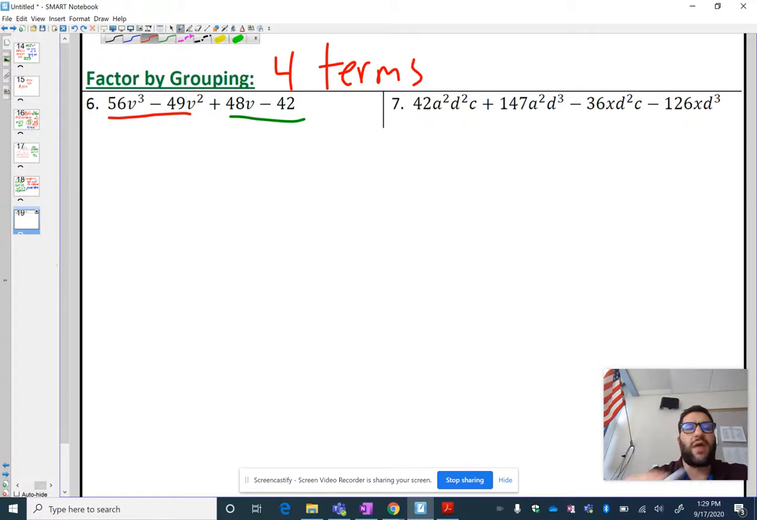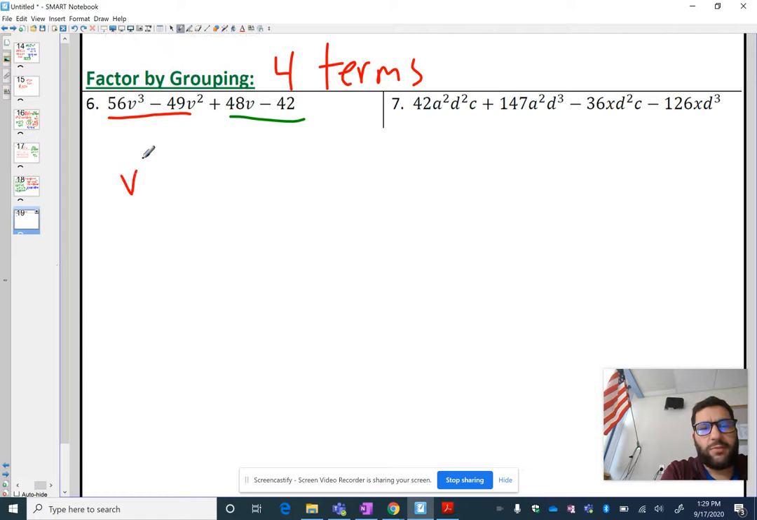So let's look at the first two. What do they have in common? Well, I know they have a v squared in common, so I can take that out. What else do they have? Let's see, 56 and 49 are both divisible by 7, so I can take the 7 out. What does that leave me with? It leaves me with an 8v plus 7.